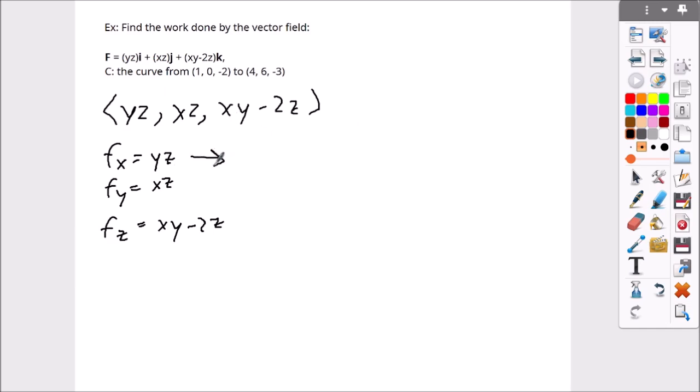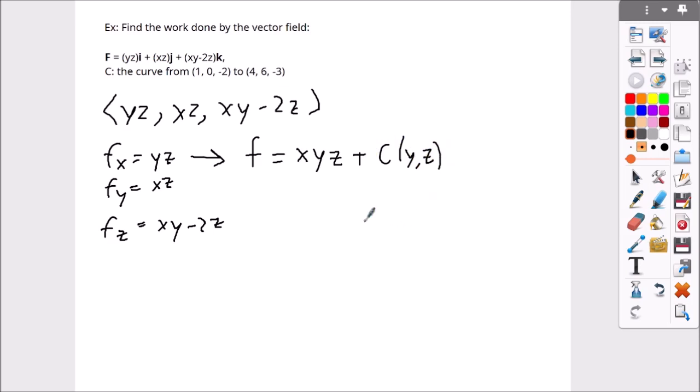So f sub x means if you take the integral with respect to x, you will get xyz plus c. Is it c of x? No, it's not c of x. Is it c of y? Yeah, but it's also c of z as well, right? So this is actually plus c of y z.